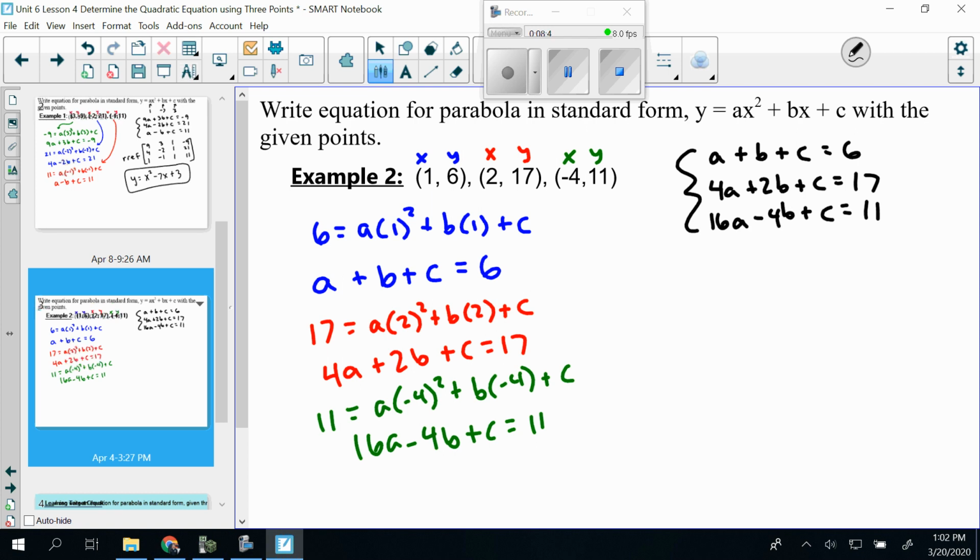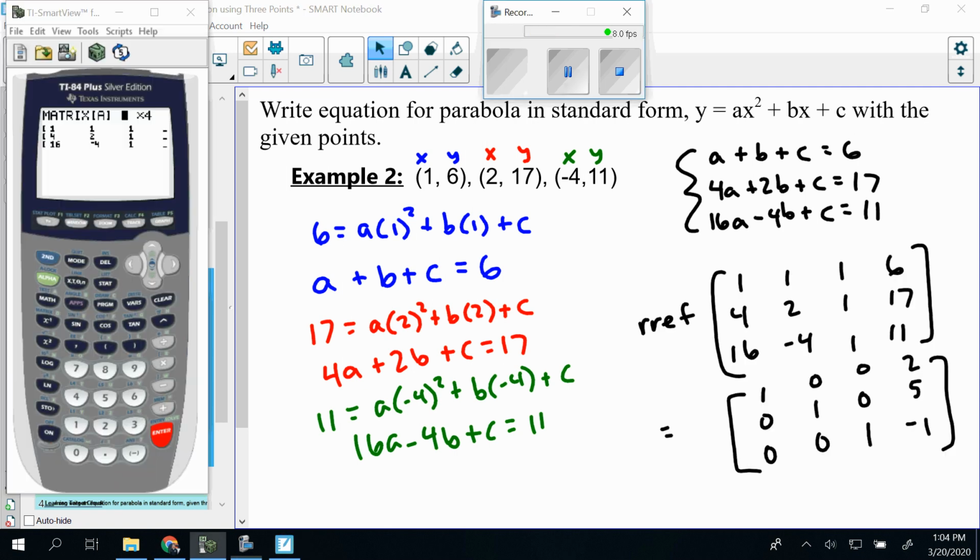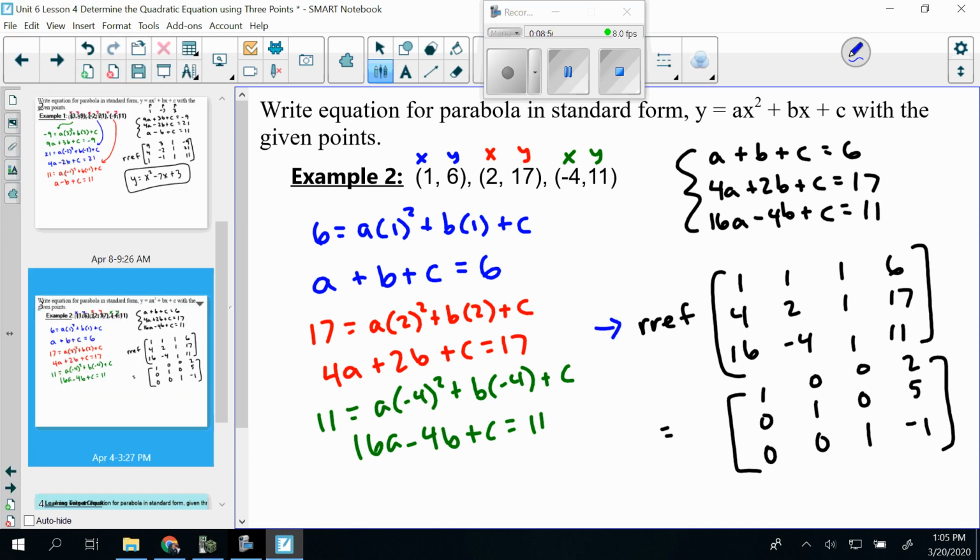So write this one out as a matrix and then use reduced row echelon form, try it on your calculator, see what you get. I'm going to pause the video at this time, see if you can solve it, and then we'll check. All right, let's see what you got here. If you put it in as a matrix, you should get something that looks like this here. Now let's enter that in the calculator.